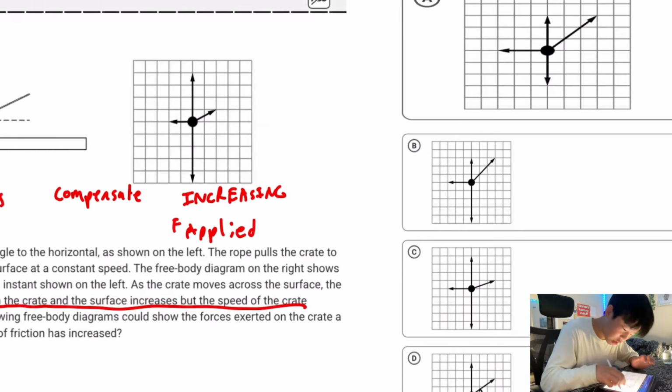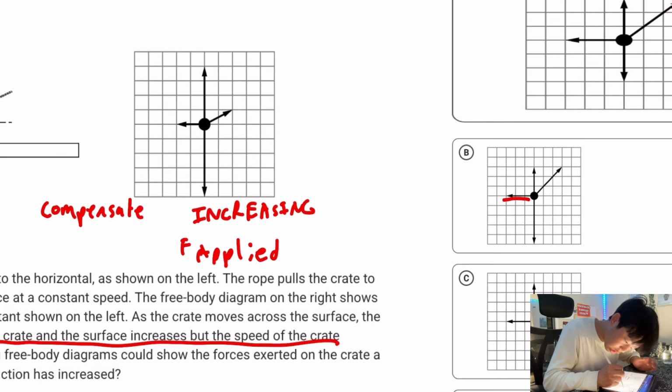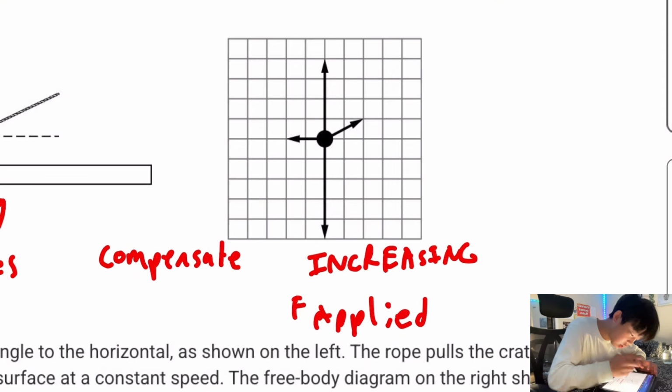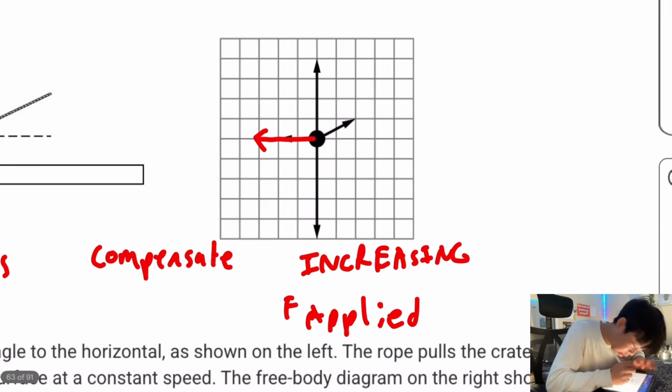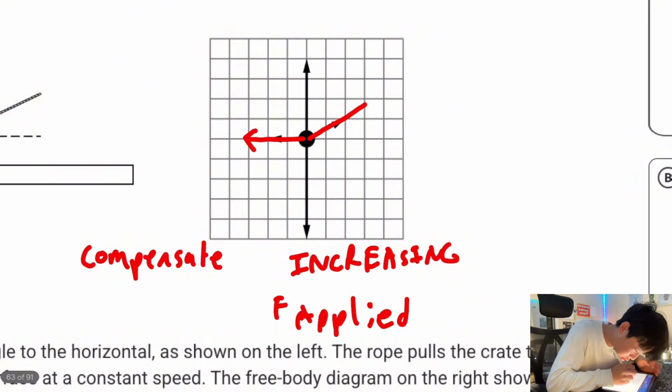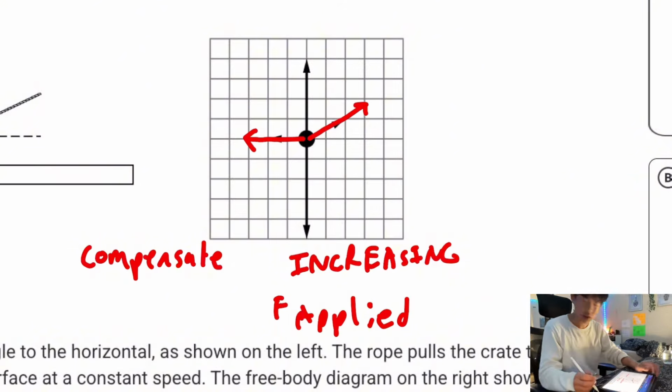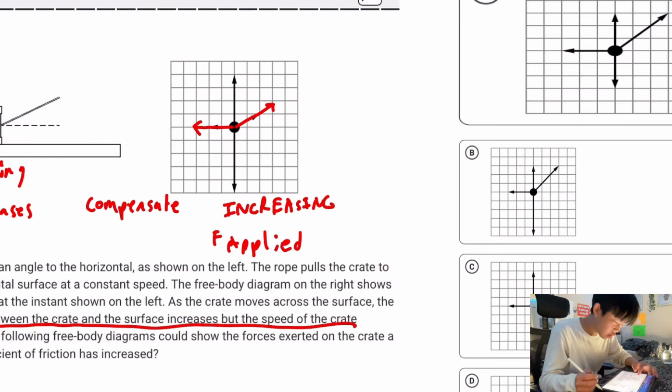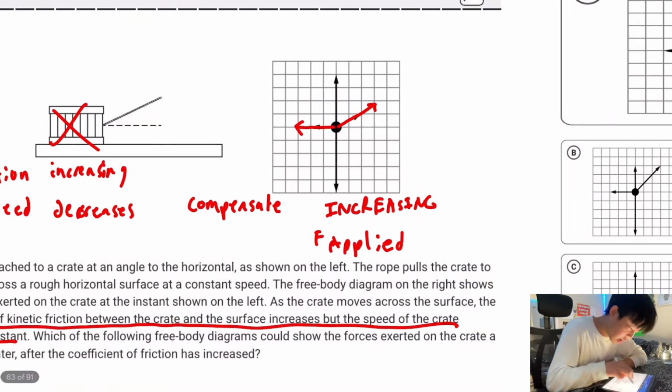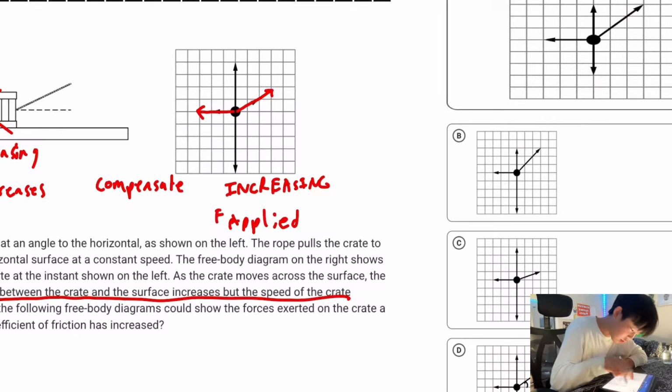Over here, you see how there's one extra ticker, one extra box, for the force of friction. So when we increase the force of friction by one box, what does that mean for the applied force? We have to increase that one by one block too, okay? And then that's going to give us our answer.